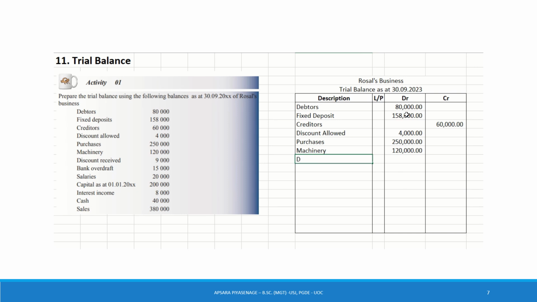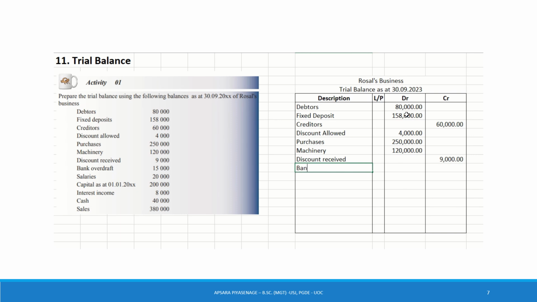Then discount received is an income. So that 9,000 should be a credit balance.